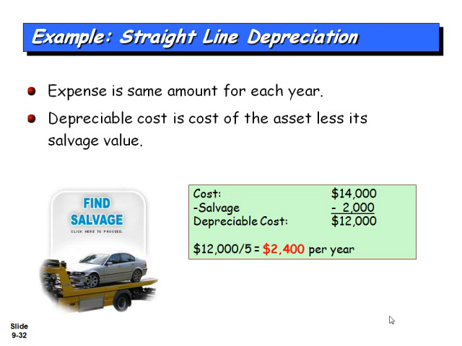Okay. So let's calculate straight line depreciation. Straight line means it's the same every year. So going back to that spreadsheet, original cost 14 minus salvage, depreciable cost is 12,000. We're not going to write off all the 14,000. We're only going to write off 12,000. So you take depreciable cost for straight line, you divide it by its life of 5 years, and you get $2,400 per year.